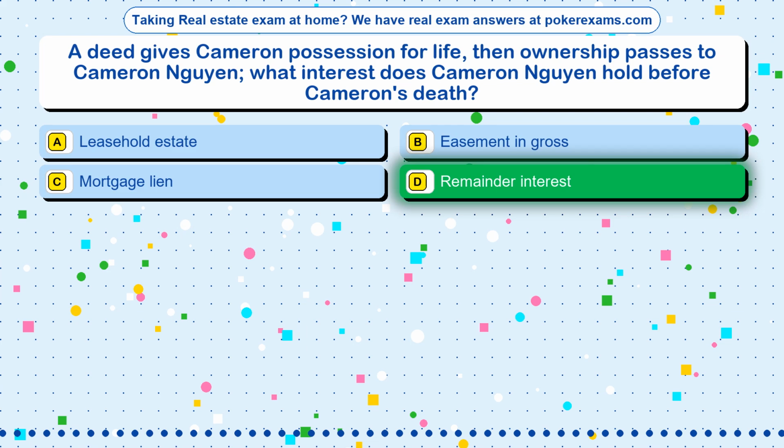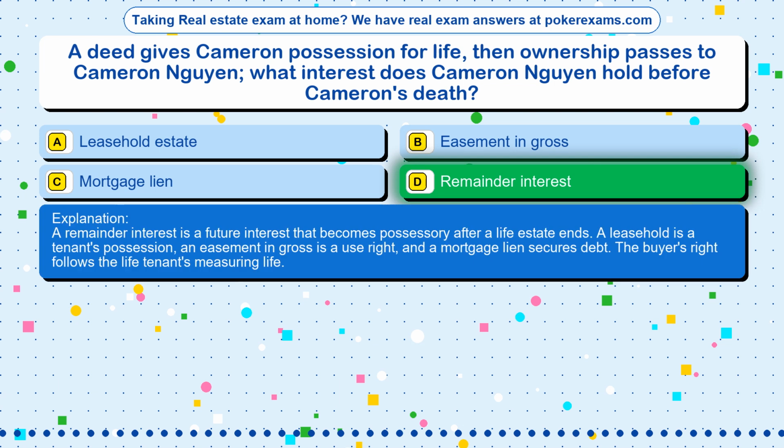The correct answer is option D, remainder interest. A remainder interest is a future interest that becomes possessory after a life estate ends. A leasehold is a tenant's possession, an easement in gross is a use right, and a mortgage lien secures debt. The buyer's right follows the life tenant's measuring life.